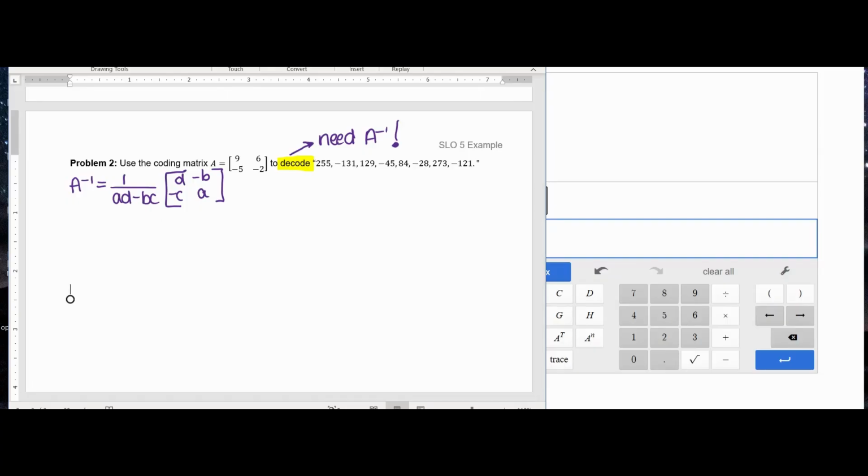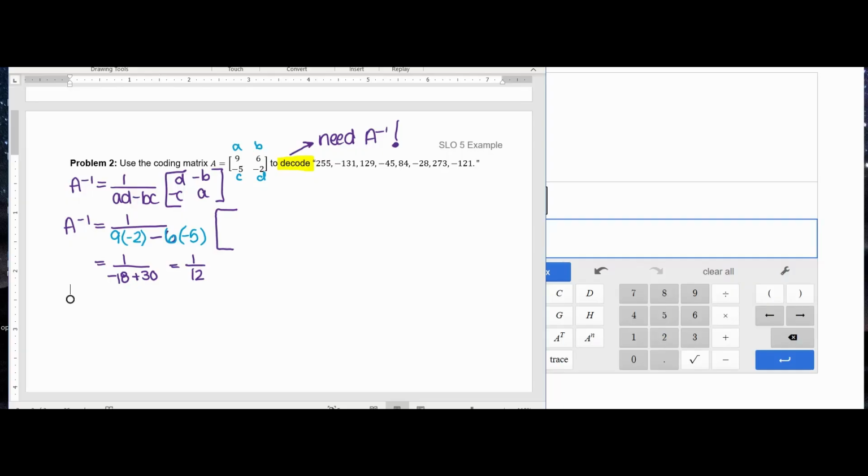And in our original matrix, I'm going to label my little A, B, C, D so we can plug in. We have A inverse is equal to 1 all over 9 times negative 2 minus B times C, 6 times negative 5. We wind up getting 1 all over negative 18 plus 30, which gets us 1 over 12.